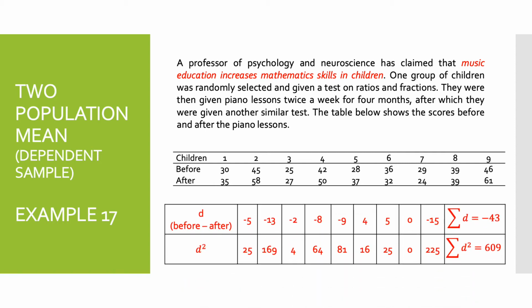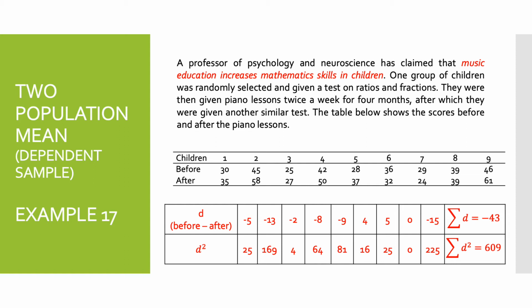You have to find the difference for each pair of the sample. For example, for children number 1, the difference is between 30 minus 35, so we get negative 5, and the value of D square equals to 25. For children number 2, 45 minus 58, so we get minus 13, and the square of minus 13 is 169.